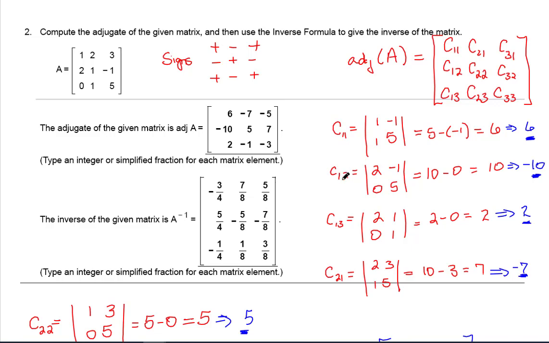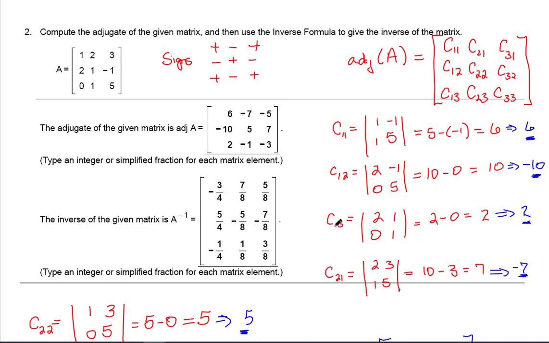What about the C12 position? Well, I cover up the 1, 2 position, so here and there. So I get 2, minus 1, 0, 5. All right, so I get 10 minus 0, which is 10. But because that's in the minus position, it's a minus 10. Moreover, when I put this in my adjugate matrix, it's going to go down the first column.